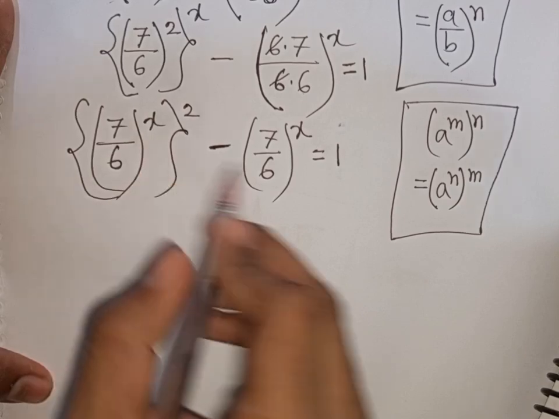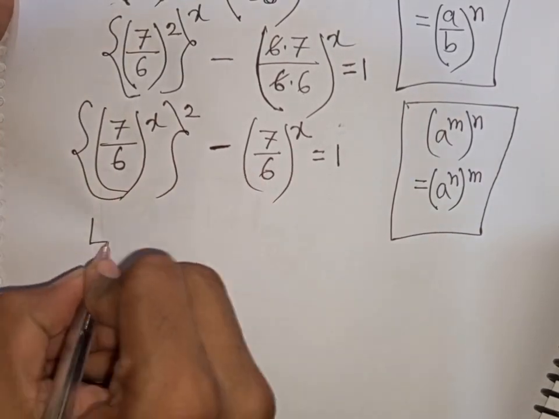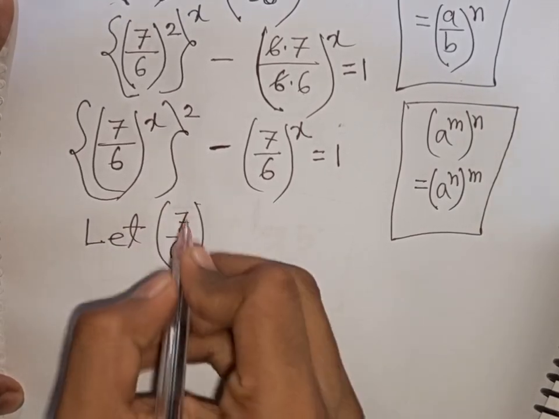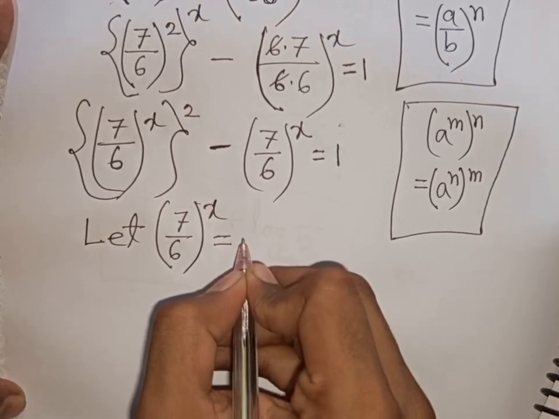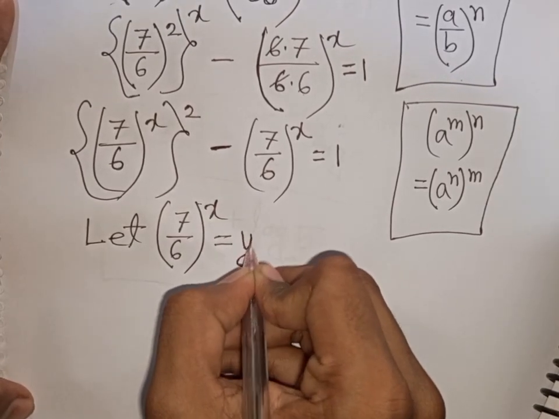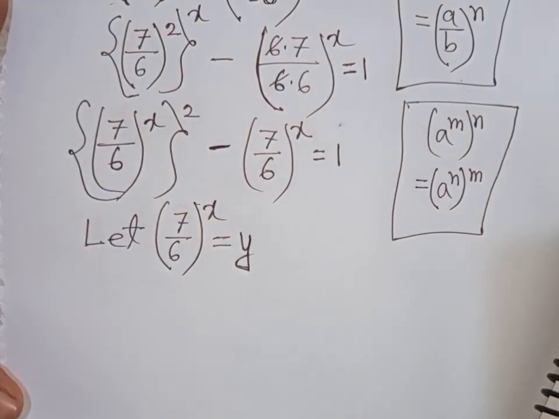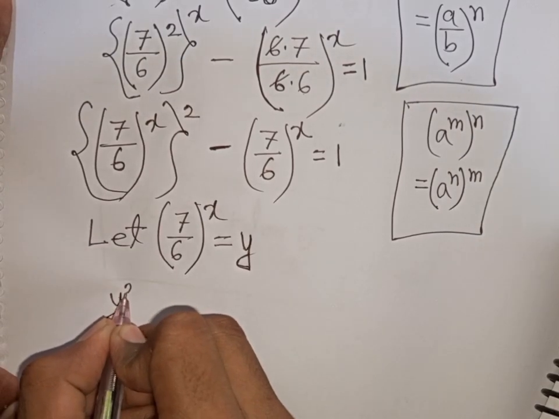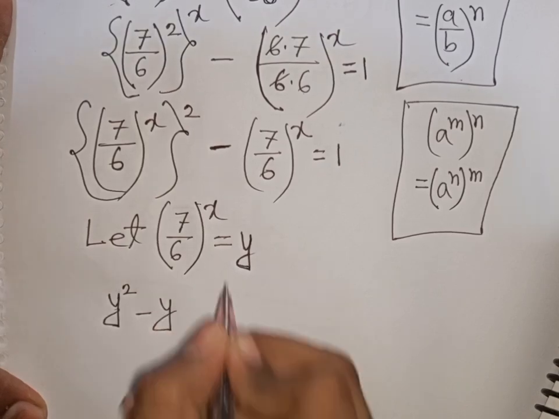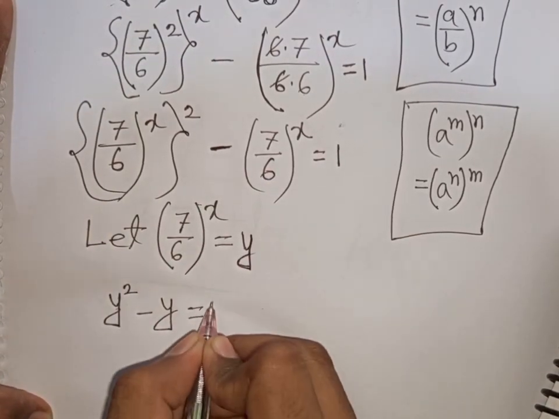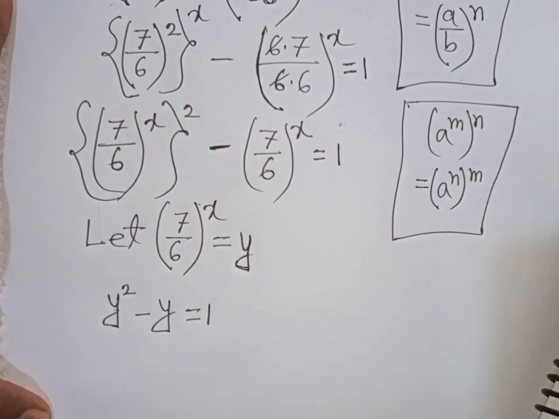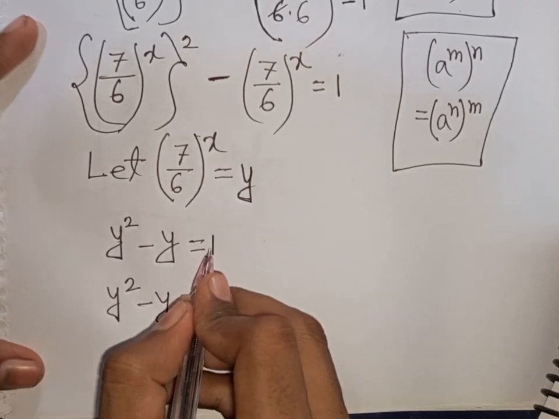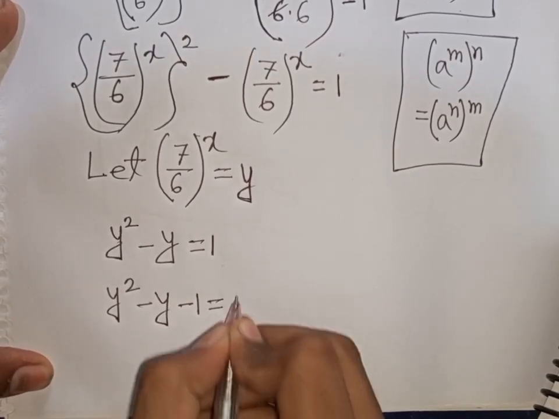Now we see 7 by 6 bracket power x, 7 by 6 bracket power x, both terms are the same. So let 7 over 6 bracket power x be substituted by y. So our equation will be y squared minus y is equal to 1. Now we can write here y squared minus y, then this plus 1 taken to the left side will be minus 1, is equal to 0.